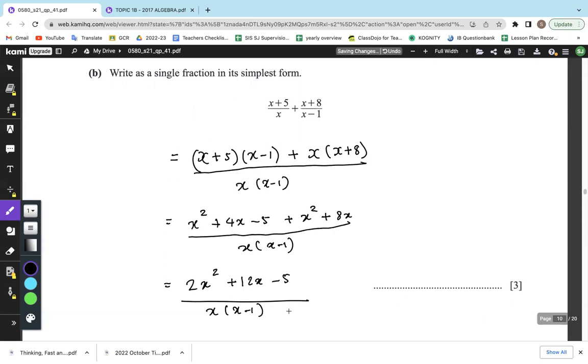So what we have done in this question is we had two fractions which we combined into one single fraction. Okay.